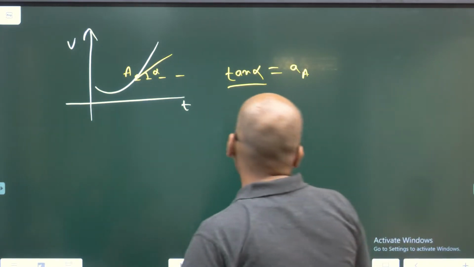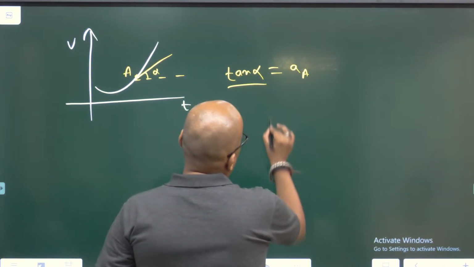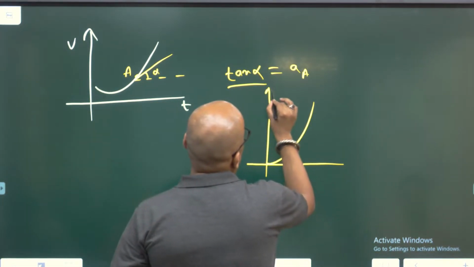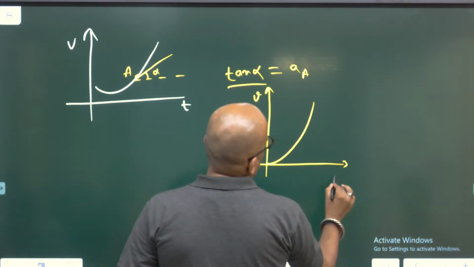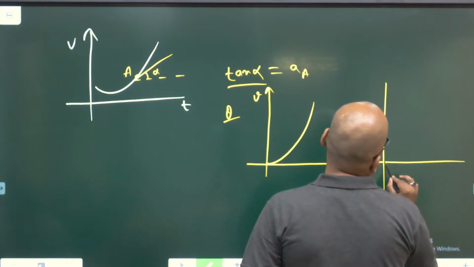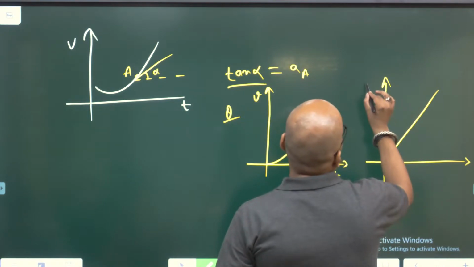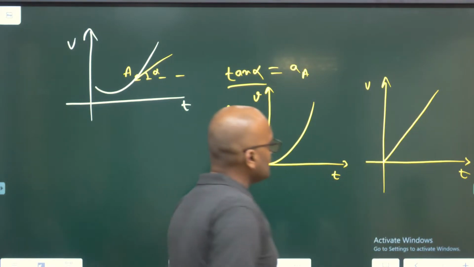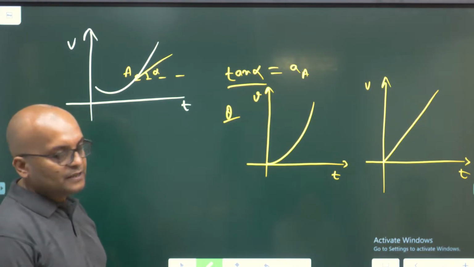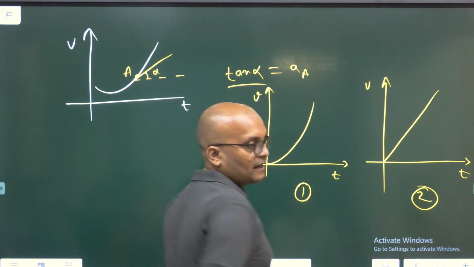Okay, solve this question. A tiny question. Please try it here. You are provided with two graphs. Two VT graphs are given. Please see, such easy level questions are asked in your NEET examination. You have to tell that which graph has constant acceleration. Let me call this graph 1, let me call this graph 2.